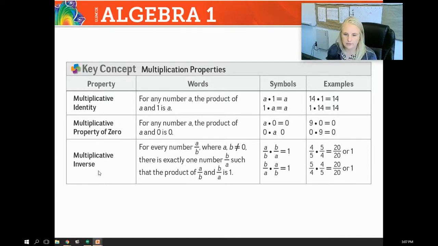And the multiplicative inverse, you've also seen this in the past. We use this when we do reciprocals. So if we have a over b and we multiply that by b over a, it's 1. Or for example, if we take 4 over 5 and multiply that by 5 over 4, you multiply across the top and get 20, and multiply across the bottom and get 20, and those are equal to 1. So it's kind of like a cross multiplication thing, and it all cancels out and makes 1.